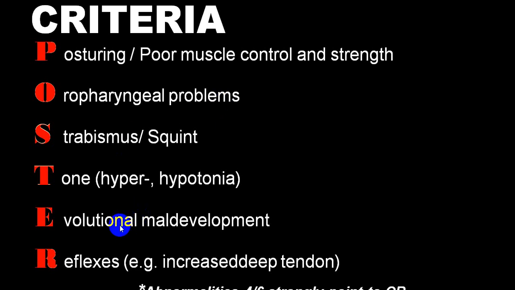Usually there will be maldevelopment of the brain and person will develop later on because of disuse atrophy and contractures. Reflexes, deep tendon reflex will be exaggerated or brisk and clonus may be elicitable.